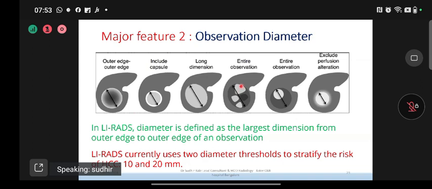Sometimes there could be some enhancing areas and some non-enhancing areas. So how to measure it? You have to include both the enhancing as well as the non-enhancing area, the entire observation, in your lesion assessment. Similarly, this is another case where the enhancement area is different, a nodule-in-nodule appearance.